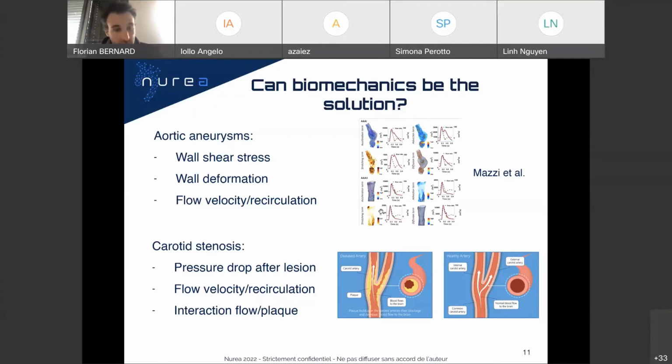The same thing stands for carotid stenosis. There are other biomechanical indicators that we could use, for example, pressure drop after the lesion. And that's a well-known indicator, for example, for coronaries, to decide if the intervention is needed or not. Flow velocity and recirculation is another good indicator, and also interaction between the flow and the plaque, to try to understand if detachment is possible and what would be the impact of the detachment of plaques.